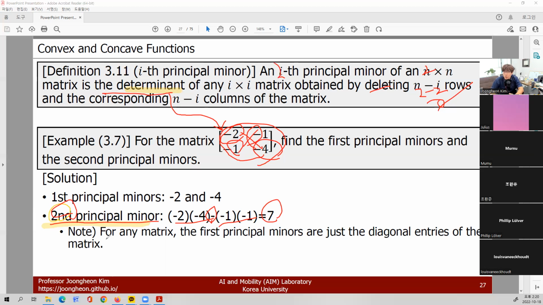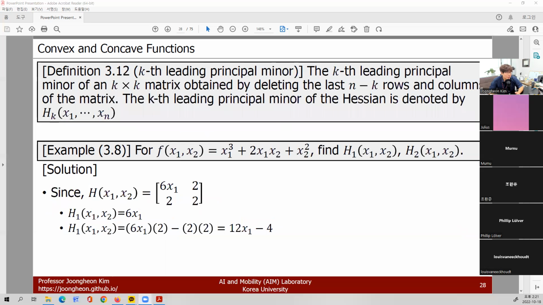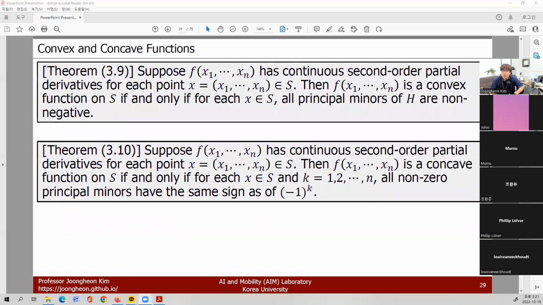So note, as I told you before, the first principal minors are just the diagonal entries of the matrix, right? Because when you have a 2 by 2 matrix, for the first principal minors you are deleting 2 minus 1, that is, the first row and first column, so just deleting these entries. So it is easy to understand, right? So let's look at the other parts, the other chapters.